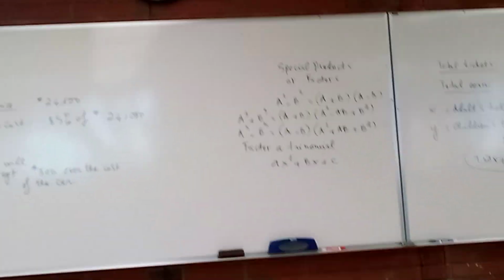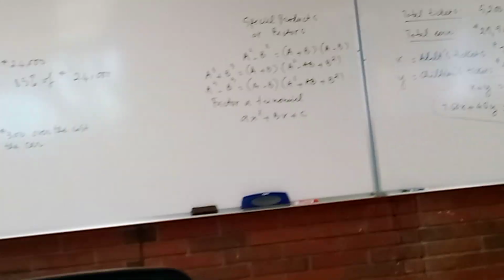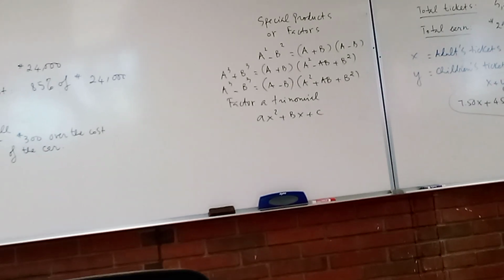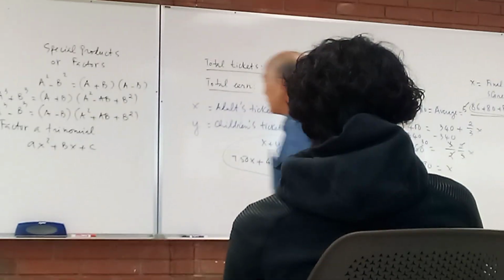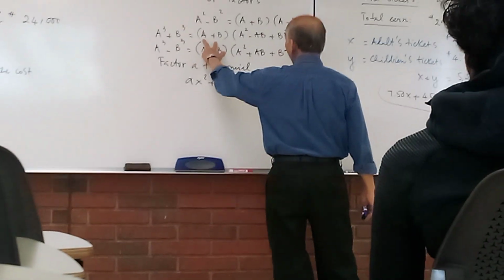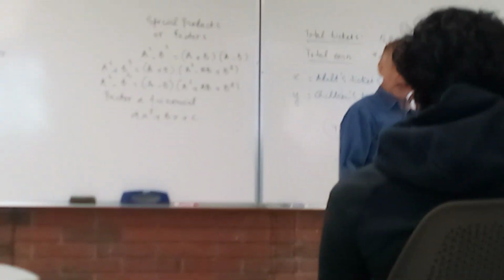3 terms. This has 4 terms. 1, 2, 3, 4. So we cannot use the factor trinomial. And also, if you look at the special products or special factors, this will be a binomial, and this is a product, and this is a sum of 2 cubes. This is a difference of 2 cubes. So how can we factor this?